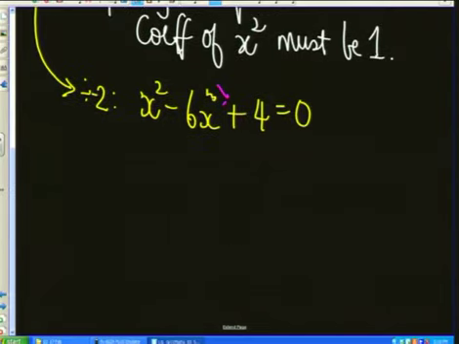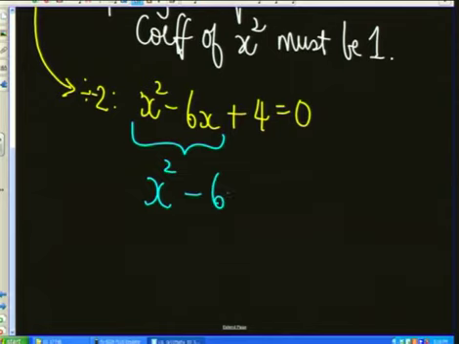Once you've got the coefficient of x squared as 1, we're now going to take just the binomial. So we're going to take just the square term and the linear term, and the constant, we're going to eliminate it. So we're going to get rid of it by adding negative 4 to both sides. Now, the next step is where the completing of the square comes from.